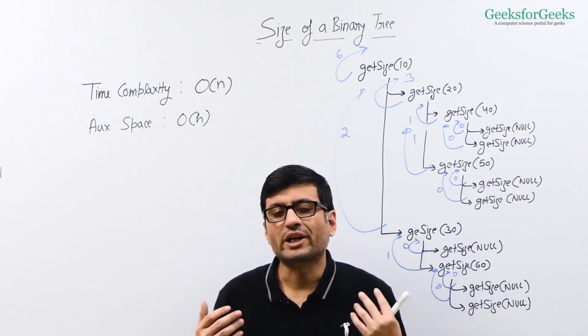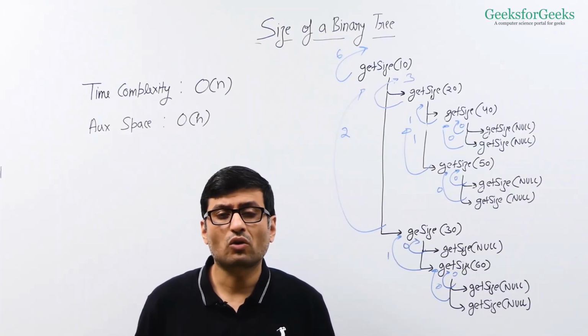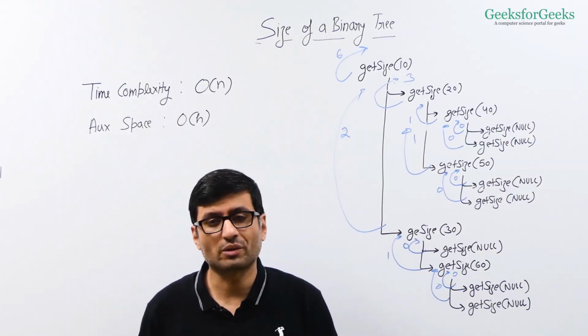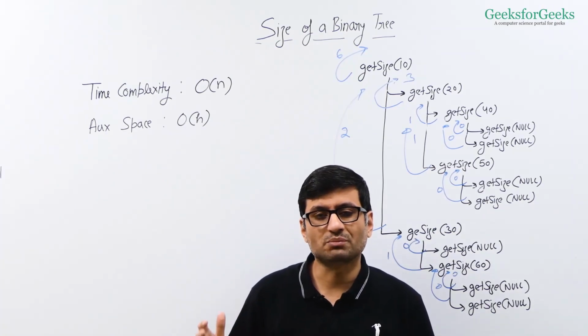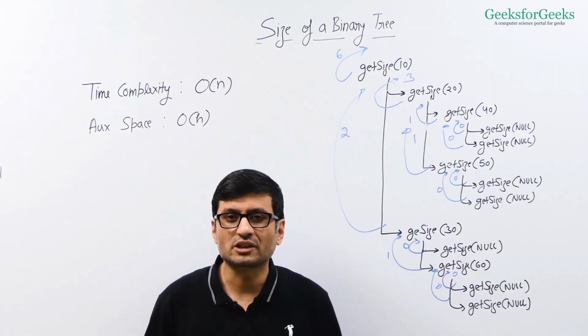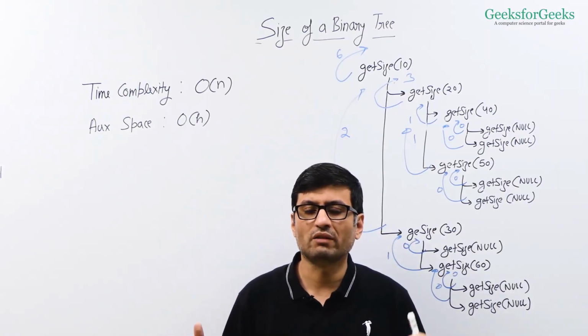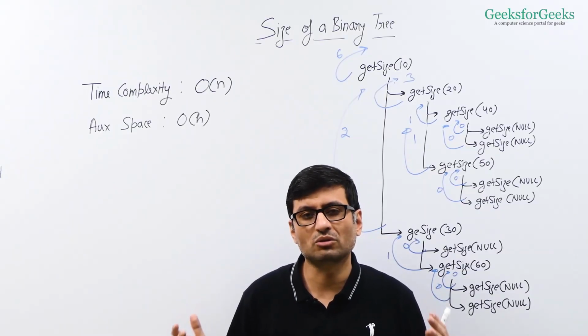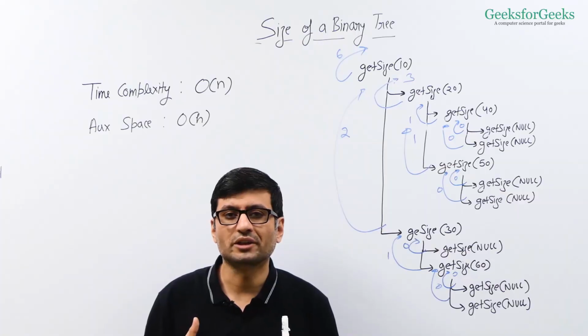Time complexity of the iterative solution will also be big O of n. However, auxiliary space differs when you talk about the iterative solution. In the recursive solution, the auxiliary space is big O of h. In the iterative solution, the auxiliary space is big O of the width of the binary tree, because at any moment you will have a complete level in the queue when you are doing an iterative traversal of a binary tree.